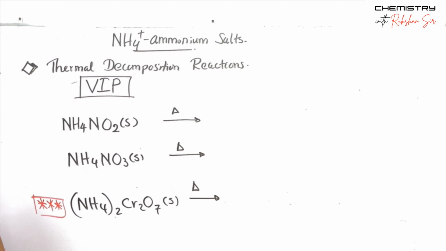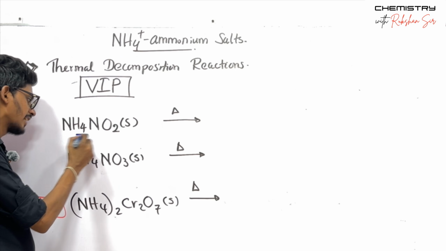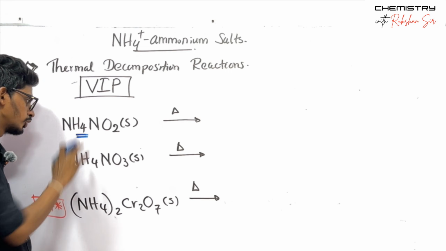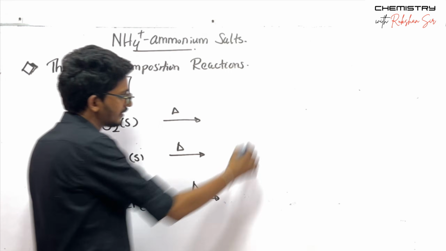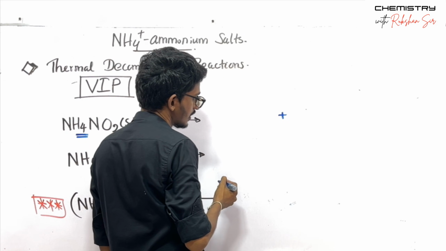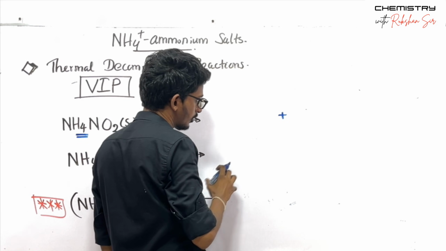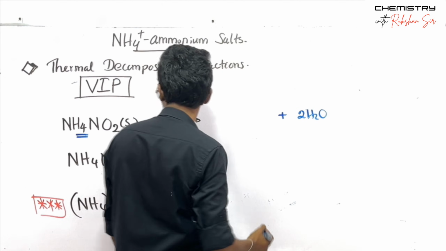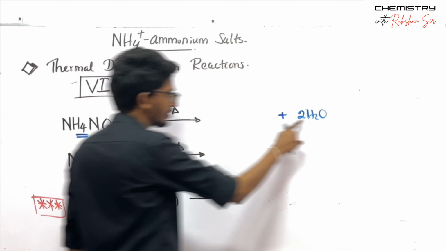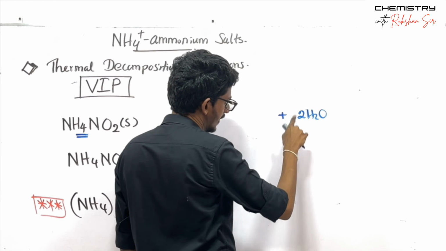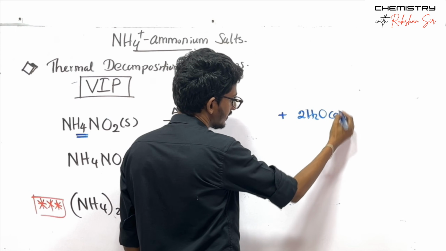First remove all the hydrogens as water molecules. So you have 4 hydrogens here. Just remove all the hydrogens as water molecules. So you have to remove 2 water molecules there. As this decomposition occurs above 100, the water will appear as a gas.